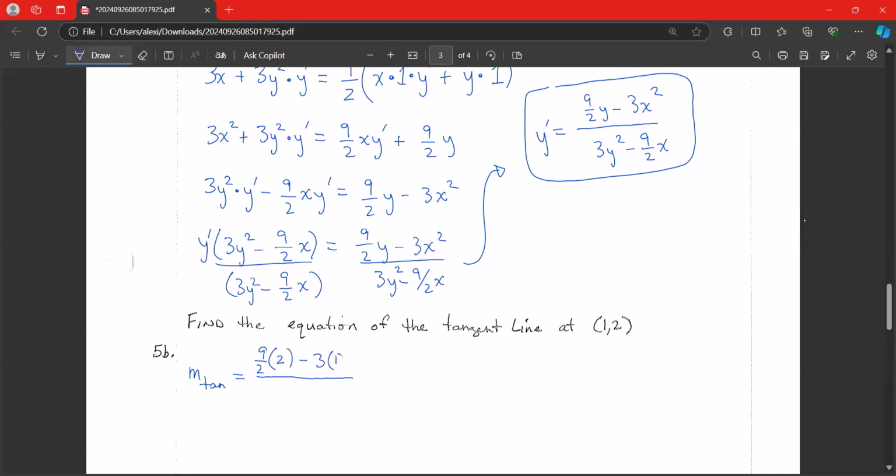minus 3 times 1 squared over 3 times 2 squared minus 9/2 times 1. So this will become 9 minus 3 over 12 minus 9/2. And that'll become, so if you're using your calculator, hopefully it comes out to be 4/5. Make sure you verify that.